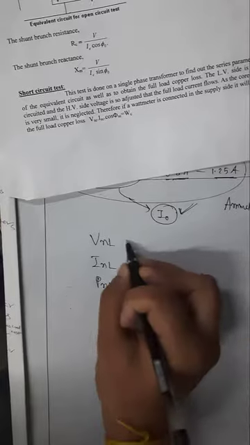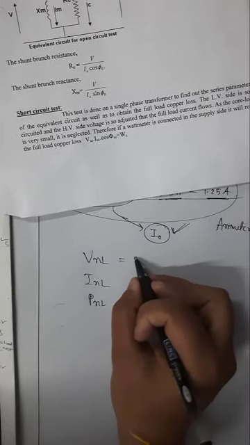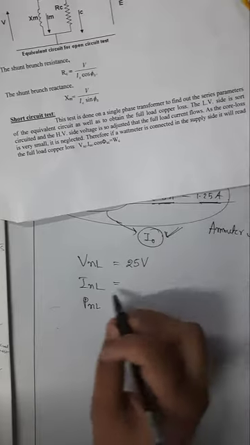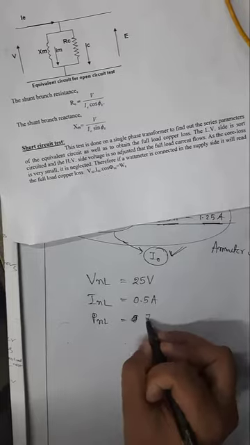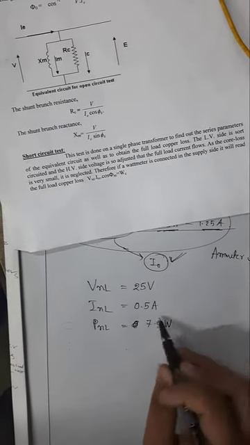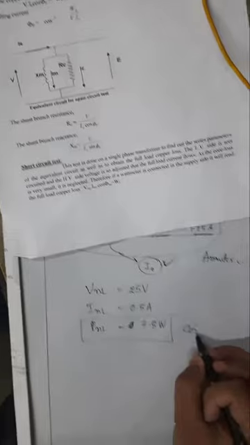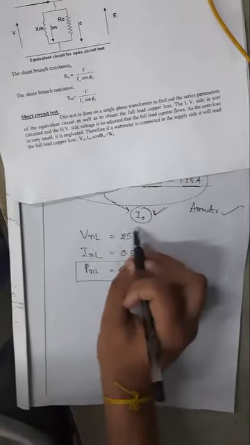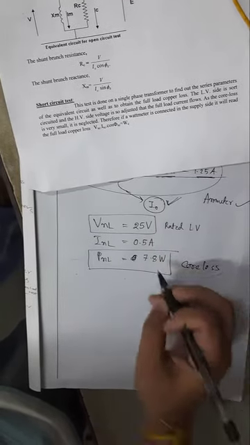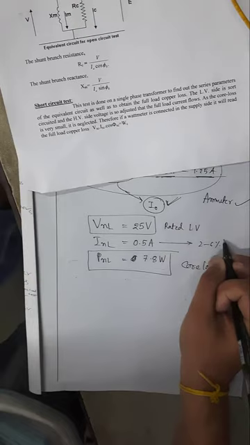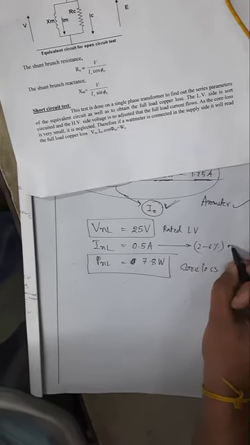So these are the readings: no load voltage, no load current, and no load power. No load voltage is at rated voltage 25 volt and no load current is 0.5 ampere. No load power is coming out to be 7.8 watt. So this no load power is nothing but the core loss of the transformer. The no load voltage is the rated LV voltage, and the no load current is in the range of 2 to 6% of rated current, that is 40 ampere.